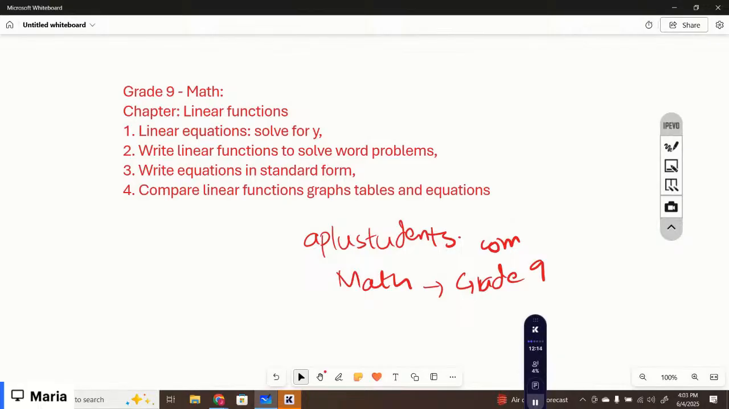We can start with the chapter linear functions. The lessons we can cover today are linear function, solve for y, write linear function to solve word problems, write equation in standard form, compare linear function graph table and equations.